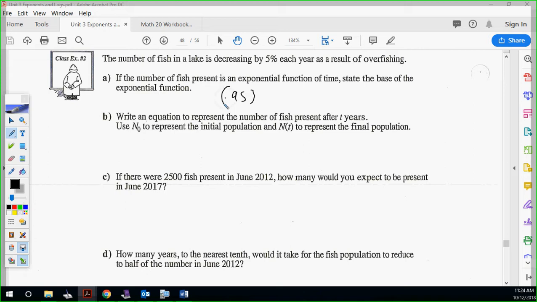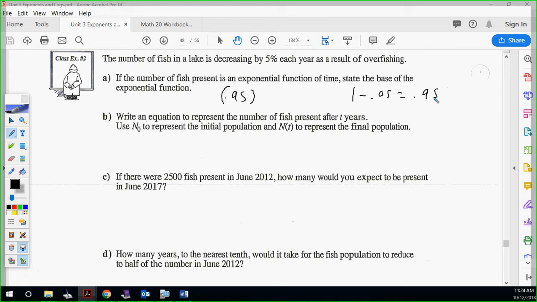Decreasing by 5%. So from 1, it decreased by 5%. If you put 0.05, that's a 95% decrease from 1. You're thinking about from 1. So it's 0.95 there. How you do that, if it's decreasing, you just subtract the percent from 1. You're going to get 0.95. The common mistake is to put 0.05, and you're losing a lot of fish that way.